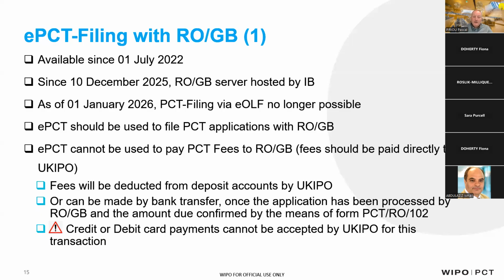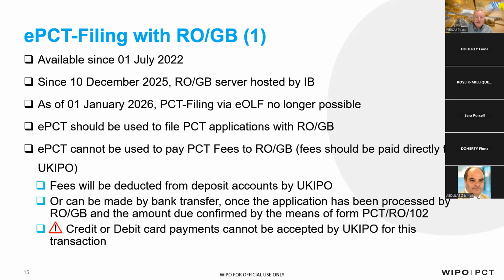And again, ePCT cannot be used to pay PCT fees to UK IPO. Fees should be paid directly to that authority. So fees can be deducted from a deposit account with UK IPO or can be made by bank transfer once the application has been processed by this receiving office, and the amount due confirmed by the means of Form PCT R102, which is the form issued by the receiving office to confirm the fees to be paid. However, credit card and debit card payments are not allowed by UK IPO.